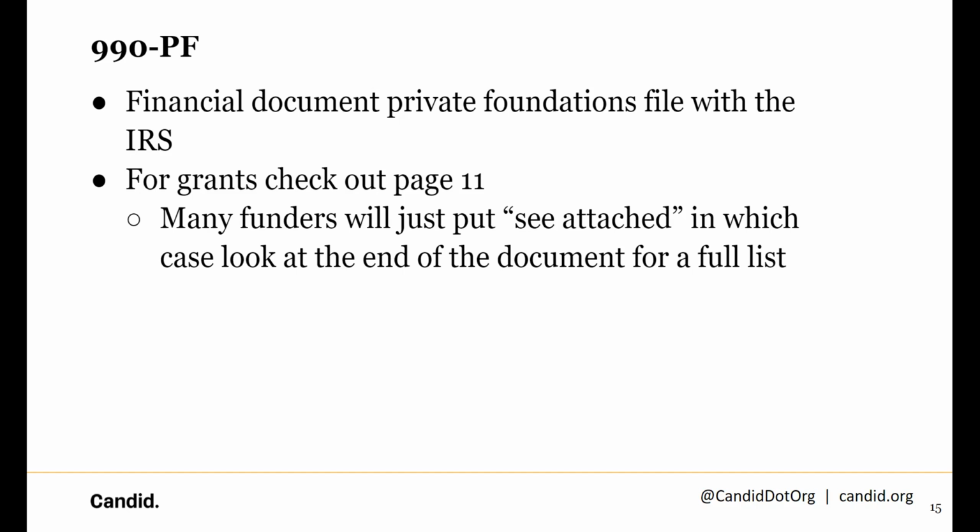But a funder files a different form of 990 called the 990-PF. The PF stands for private foundation. So in addition to financial information and board information, these documents also list out all the grants that that funder gave out during that fiscal year. The list of grants is found on page 11, but most funders will just add a note that says see attached and then add the full list at the end of the document.